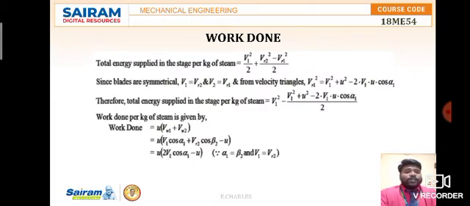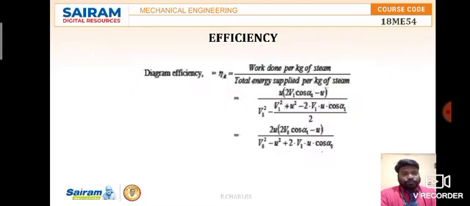Next, the work done per kg of steam is given by work done = U times (VW1 plus VW2). We will elaborate and write it out instead of VW1 and VW2. Finally you will get U into (2V1 cos alpha 1 minus U), since alpha 1 is equal to beta 2 and V1 is equal to VR2.